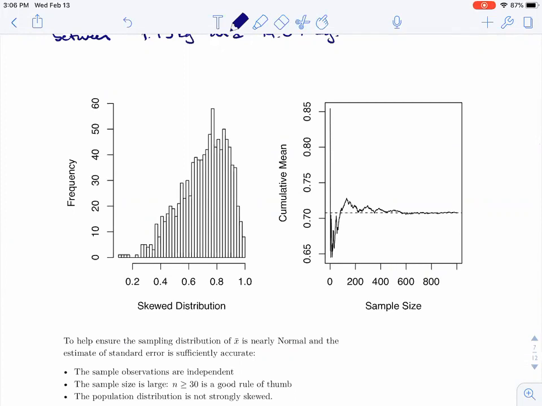So I generated this distribution, 1,000 points. It's from a beta distribution, so it is skewed, right? Because we've got 1,000 points here and it still looks like this, yeah, we can say it's skewed. And so what we're going to do is pretend that this is our population.